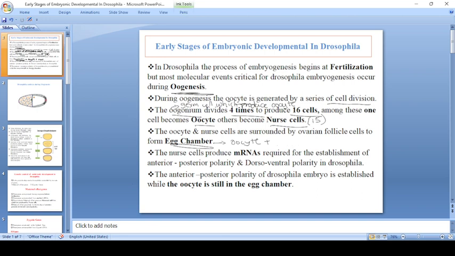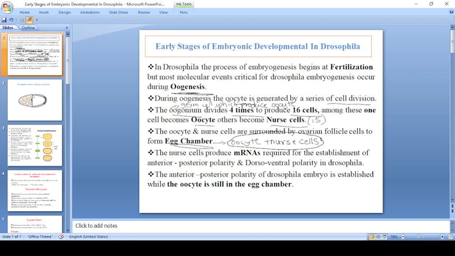Oocyte and nurse cells. Egg chamber means it has the oocyte and nurse cells. These two are covered by ovarian follicle cells. This structure is nothing but the egg chamber. Just remember, egg chamber means the oocyte is there, along with nurse cells, and these two structures are covered by ovarian follicle cells, and this structure is called the egg chamber.